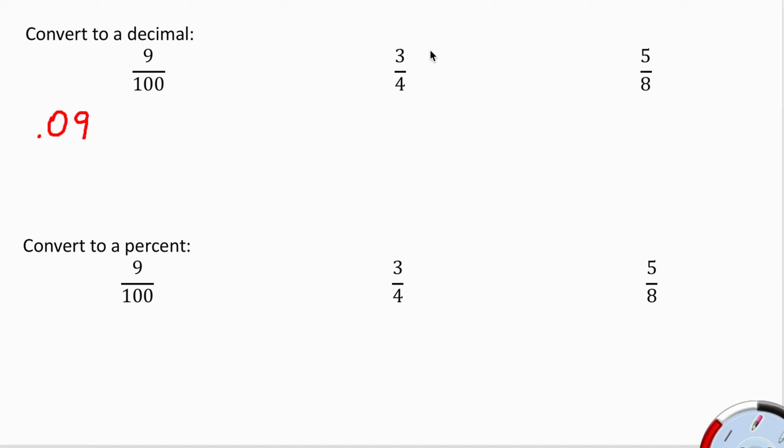Okay, 3/4. I could either make the denominator 100, 75 hundredths. And then the 75 goes in the decimal and it needs to end 2 spots over, 1, 2. Or I could divide it. 3 divided by 4. This is a division sign, right? So 3 divided by 4.